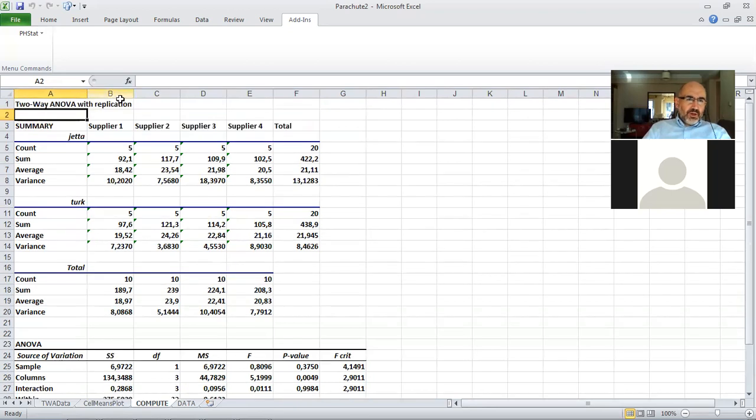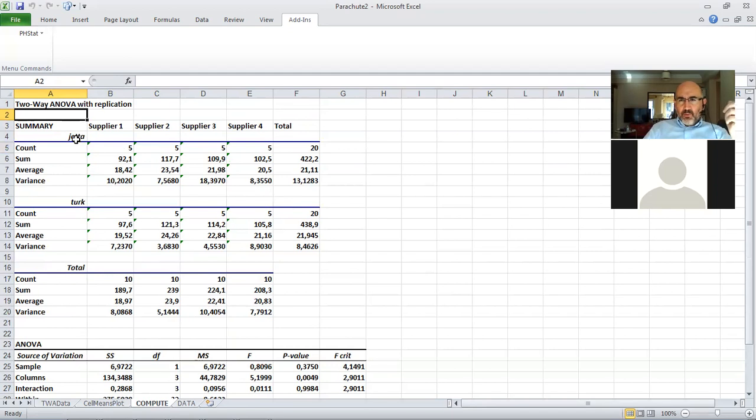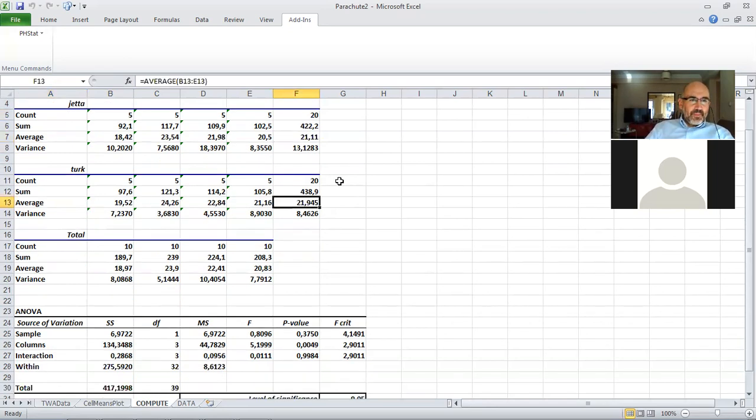Okay, so averages of strength from supplier 1, from supplier 2. Again, the highest actually is from supplier 3, lowest from supplier 1. And these are the averages for one type of loom, Jetta loom, and these are the averages for the Turkish loom. Okay, and here we see again that the general average for one type of loom is greater, 21.9, but a very, very small difference. You can see it right here.